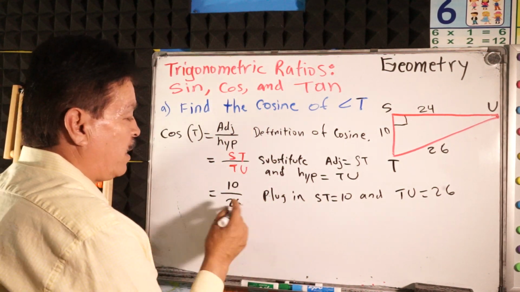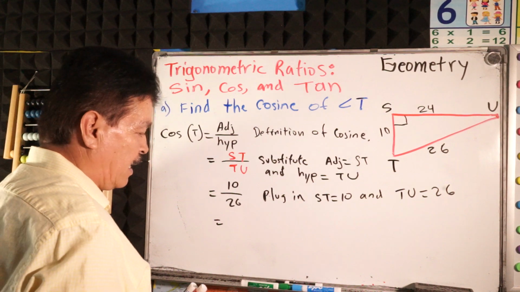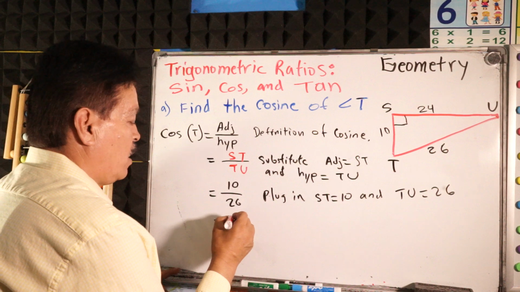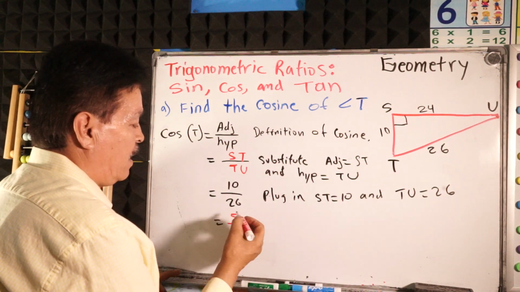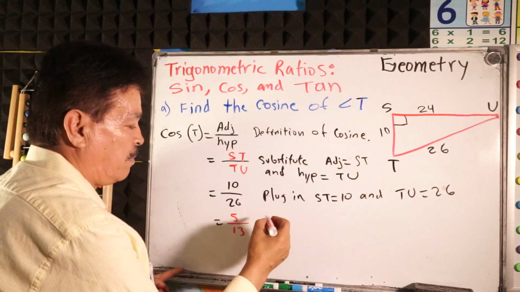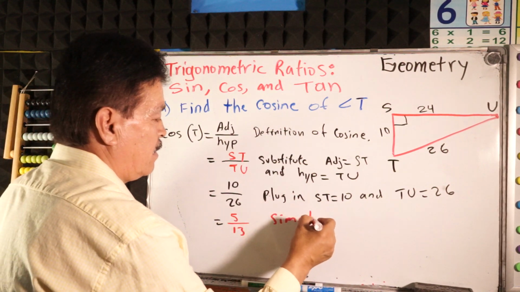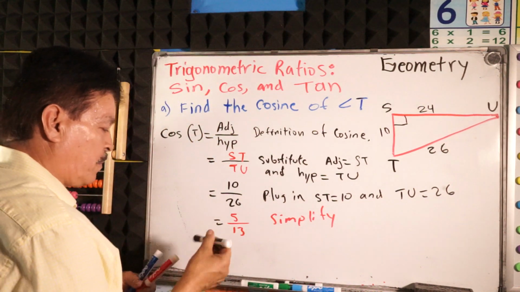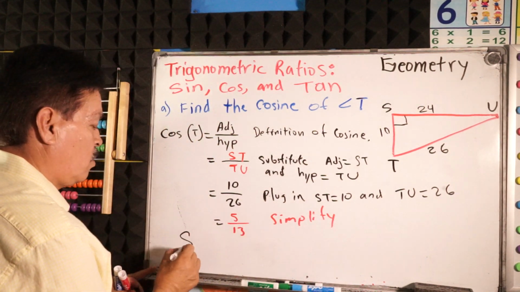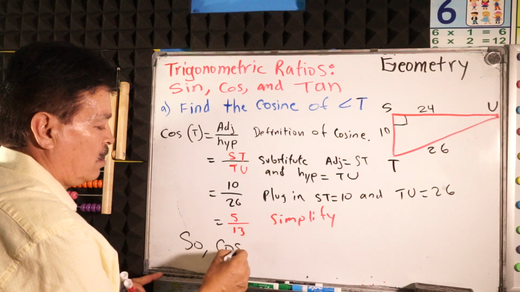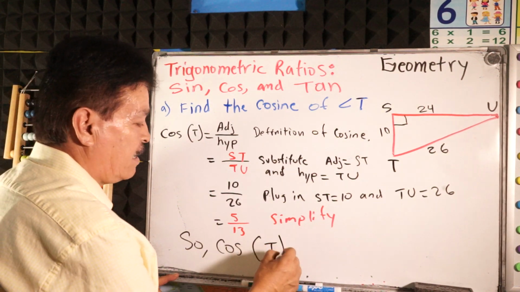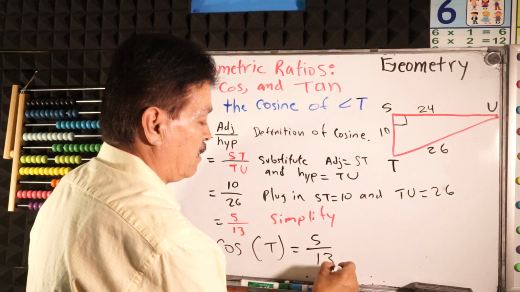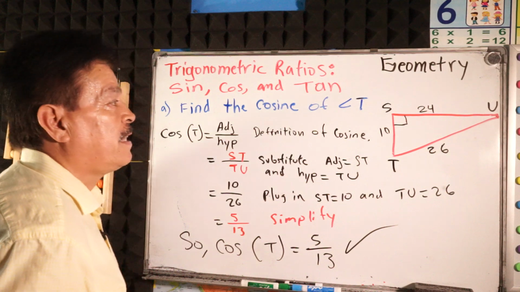Step. Now you are able to simplify. You simplify here, dividing both numbers by 2. This equals 5 over 13. So this step is simplify. We simplify right there, so our conclusion is already done. So cosine of angle T equals 5/13. See, that's the cosine.